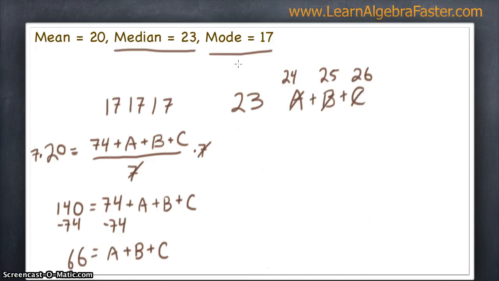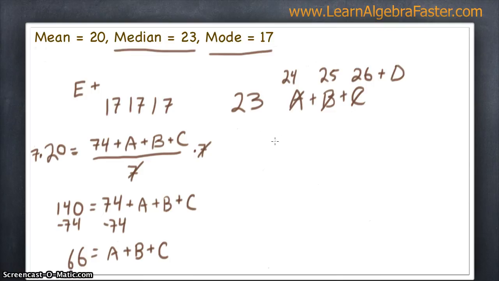Okay, so we still have satisfied the median because 23 is in the middle. We've still satisfied the mode because 17 happens most often. But in the numbers that we've chosen so far, our mean is not 20. So we're going to have to add a number on the right. We'll call it D. And we'll also have to add a number on the left, and we'll call it E. So we're going to have to try this again.